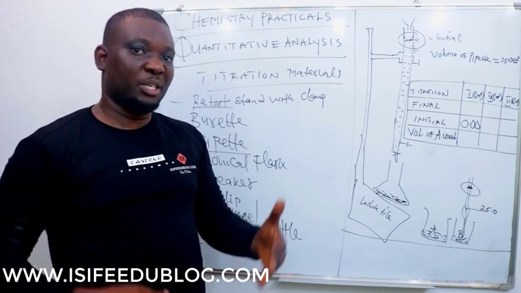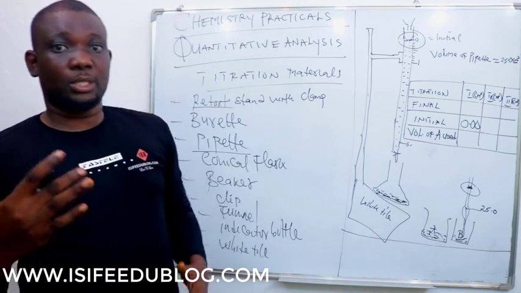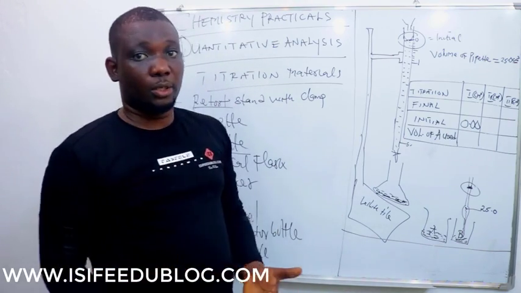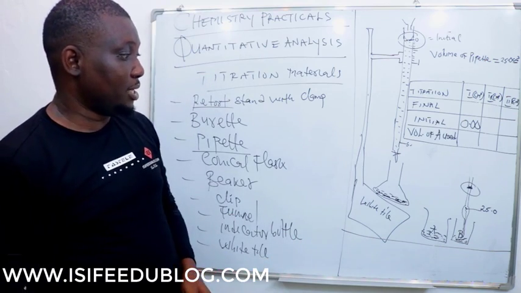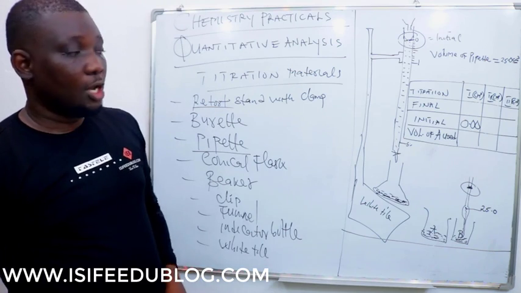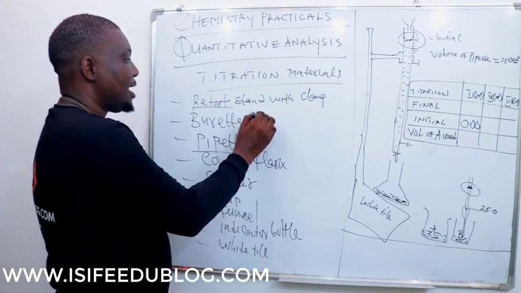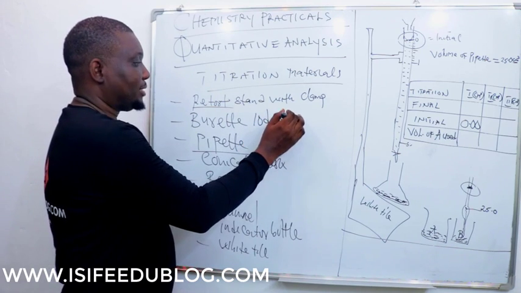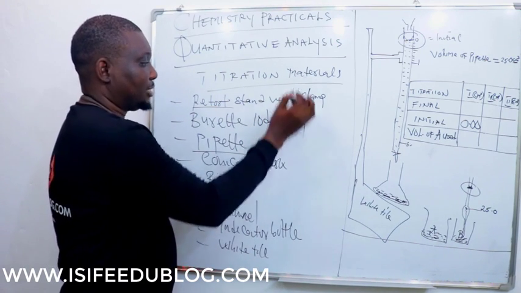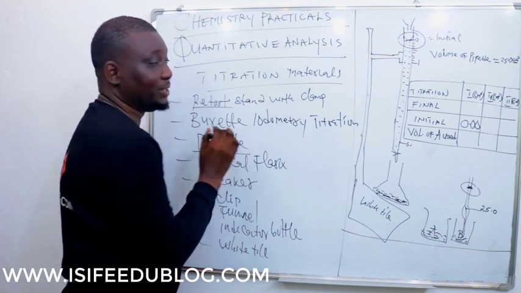Immediately you add it, notice that when you are doing a titration reaction, you're expecting the color to change from one color to another. That is for acid-base titration using phenolphthalein or methyl orange. But as far as this video is concerned, we are looking at iodometry, a form of titration involving iodine.